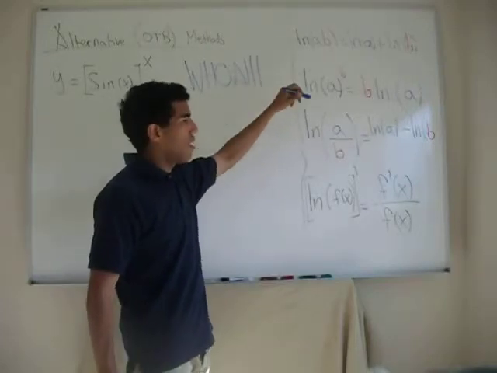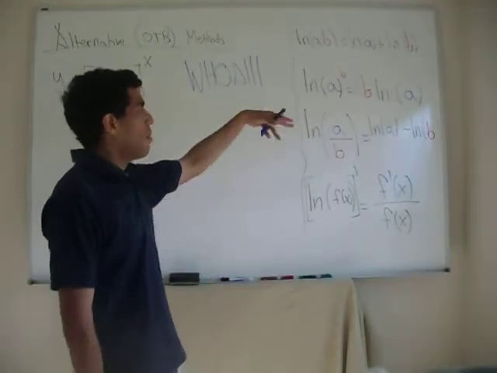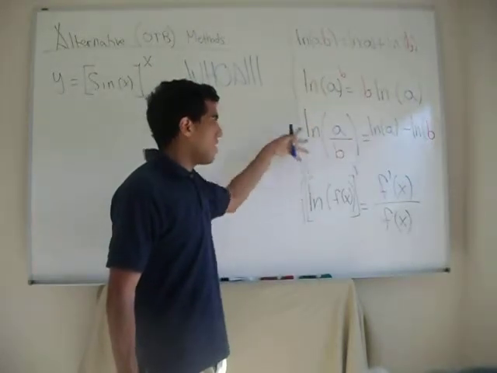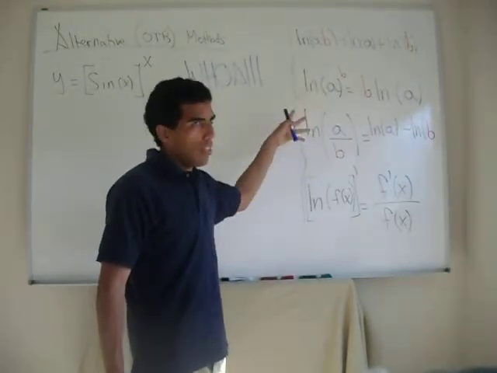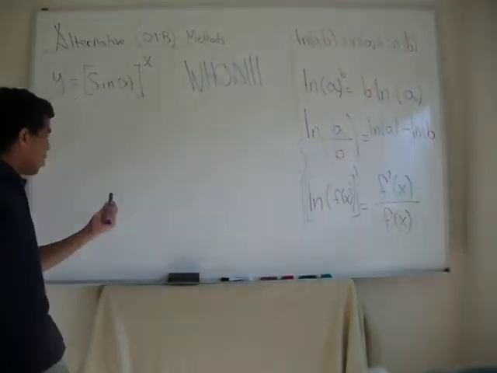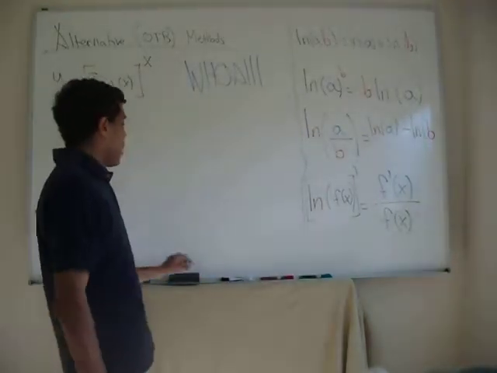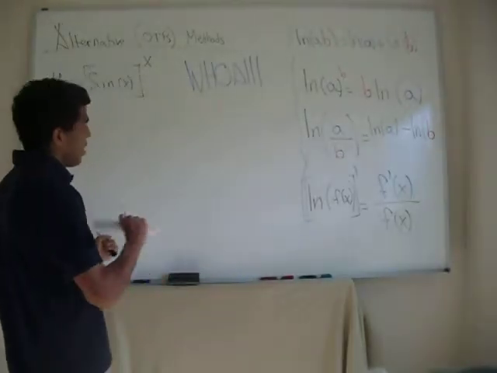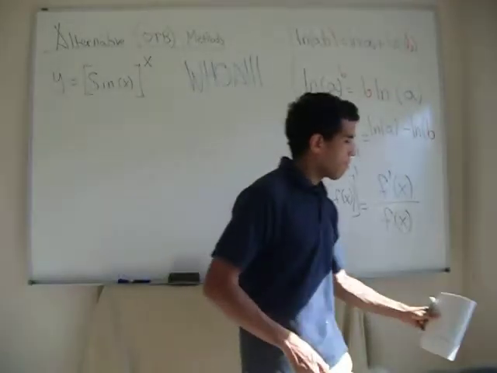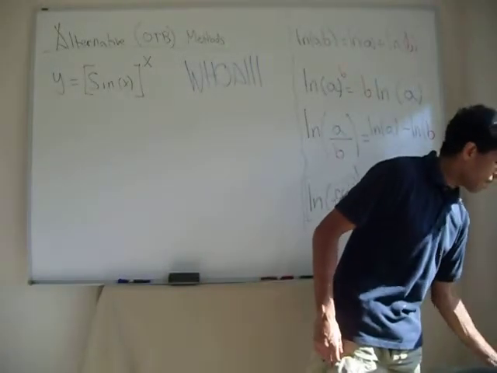This one. A and B can be whatever. They can be functions, they can be anything. I'm not placing any condition at all in the properties, as you can see. So what I'm going to do is simply rearrange y and use natural logarithms. Okay, I'm going to put the book down. There you go.